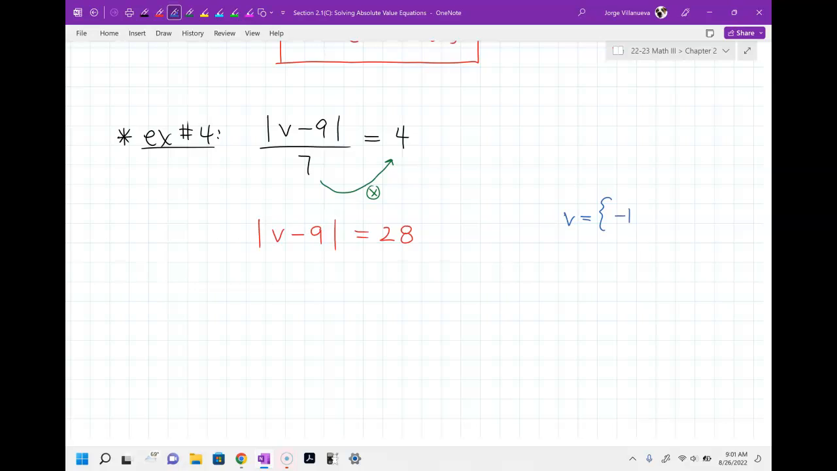Negative 19 and what else? 37, okay. Anything else? No? I see a couple people shaking their heads. I think you guys all got that. All right, so we're going to go with that.